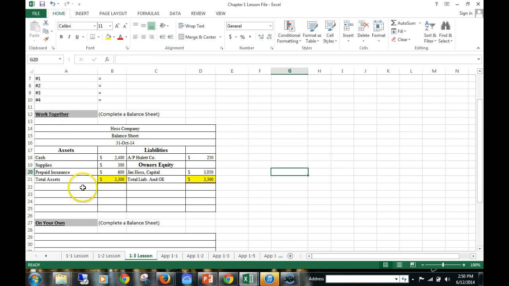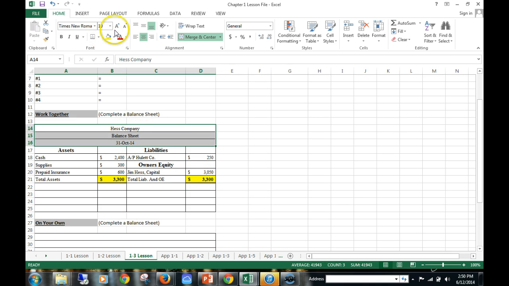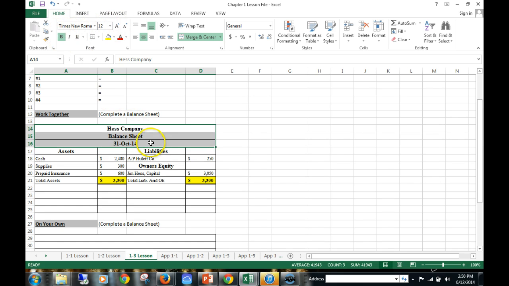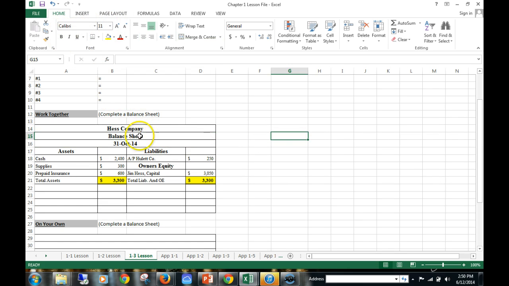Again, I'm on the work together. And let's just make it obvious. Highlight it in yellow or bold it. You know, something different to make it stand out so that whoever we're showing this official form or document to, they see what our assets are and how much we owe in liabilities and how much our company is actually worth. So that's the balance sheet. And you might want to even format this a little bit too. Maybe make it a little bit bigger and bold this as well. Something like that to make it look a little bit more professional, things like that.